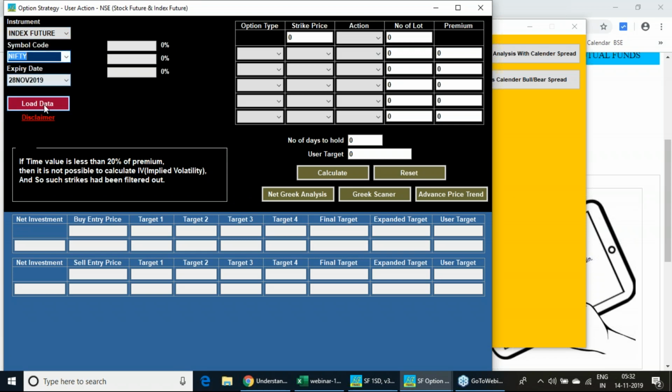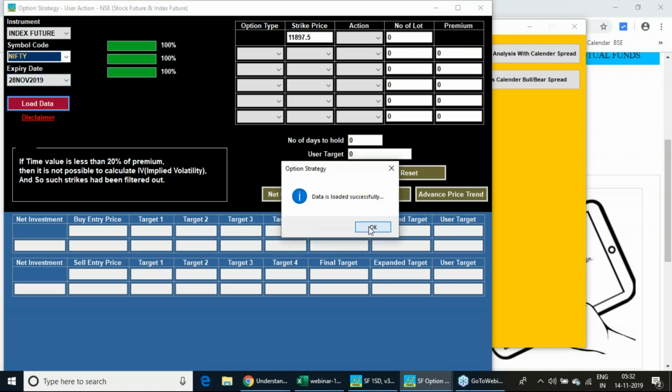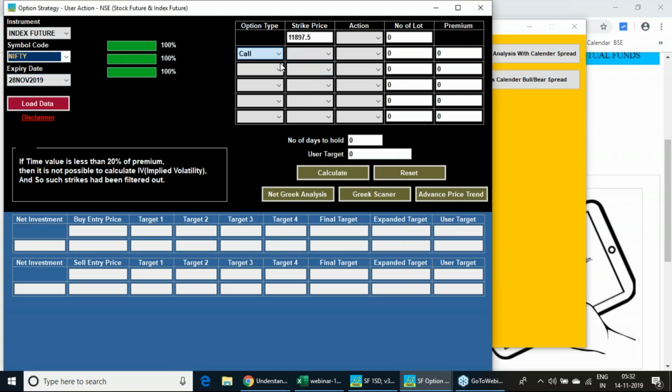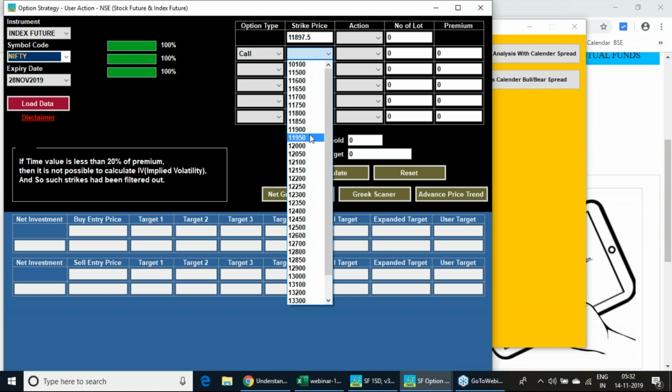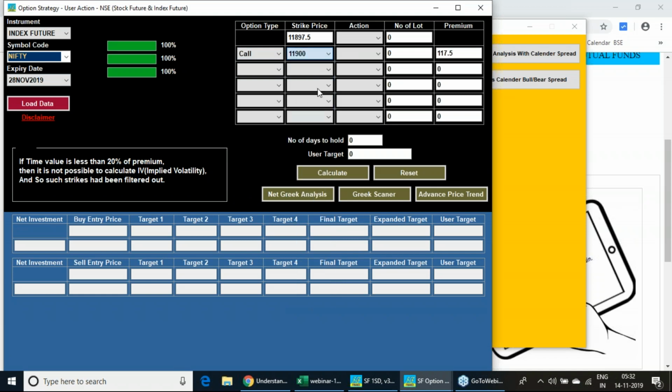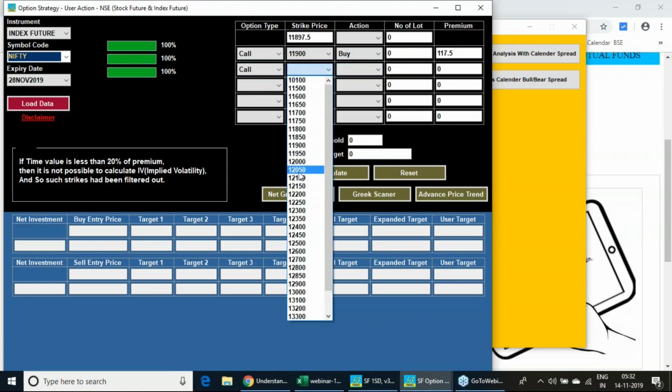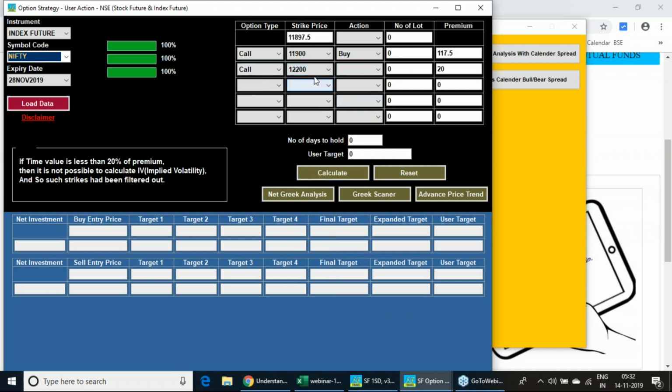Suppose I am going for the Nifty, and I am just loading the data. Here the expiry is 28th November, monthly options data. Suppose I am buying 11,900 call options, one lot. I am selling say 12,200 call options or 12,100 call options, two lots. So if I do this, then what will be my payoff, if I just want to hold it for a 5 day period?